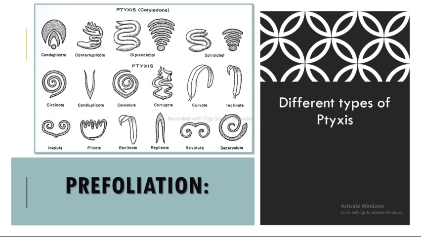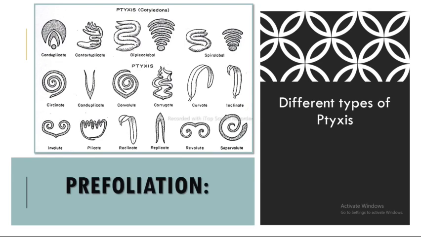Next I am going to discuss the different types of the ptyxis. The first type of ptyxis is the ptyxis of cotyledons. Cotyledon ptyxis means the classification which is based on the position of cotyledons in the seed.